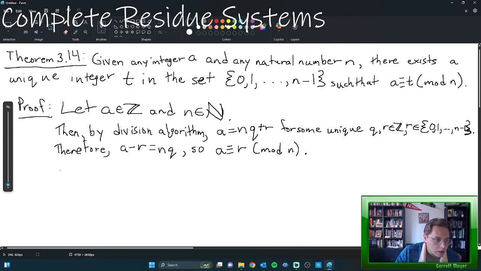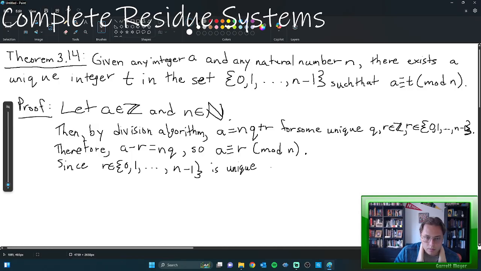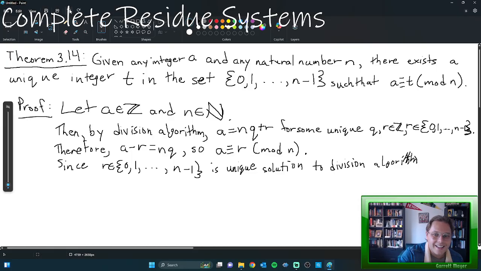So since r in this set is the unique solution to the division algorithm, I forgot an h, and now it just looks bad. I'll rewrite that one.